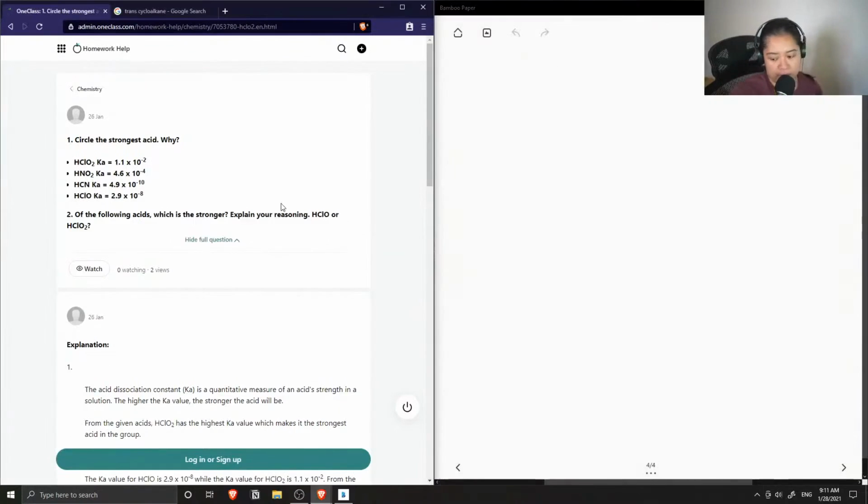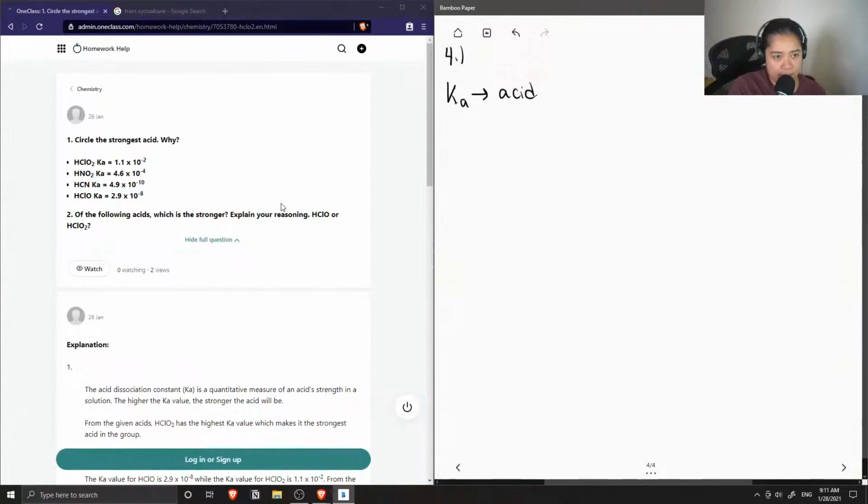Okay, so question number 4. Circle the strongest acid and why. So they have a variety of different acids, and they also include the Ka values. So let's recall the definition of Ka. Ka is the acid dissociation constant.